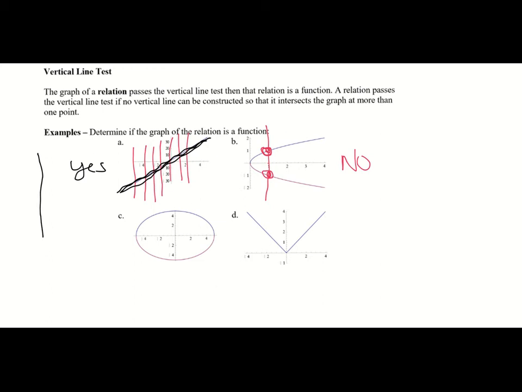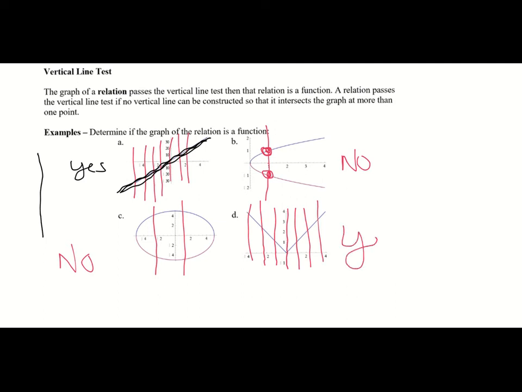Now look at C. What do you think? Hopefully in your head or out loud you're shouting, oh, not a function, not a function, because look, it doesn't pass. So that would be a no. Now for D, it's a little hard to see, but even when I go right there at the bottom of that graph, none of those vertical lines hit the graph at more than one spot. So D, it's an absolute value function, but yes, it is a function. So that's the shape of an absolute value graph, that V.